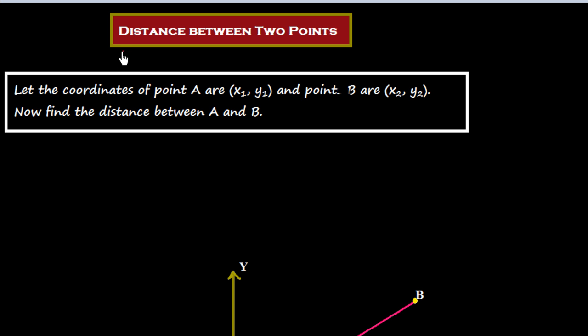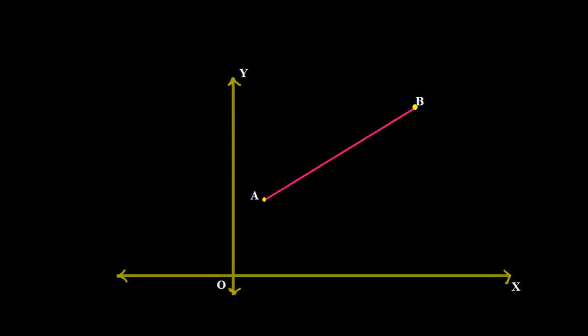Hi friends, in this session of coordinate geometry, we study the distance between 2 points. Let the coordinates of point A be x1, y1 and point B be x2, y2. Now we have to find the distance between A and B. Look at this graph, we have 2 points A and B, and we have to find the distance between A and B.